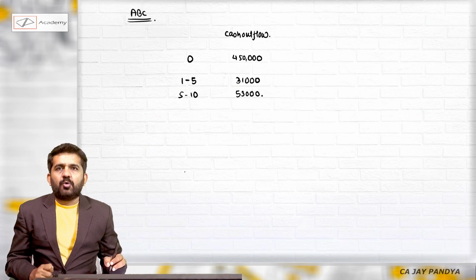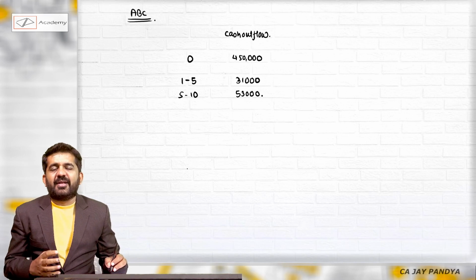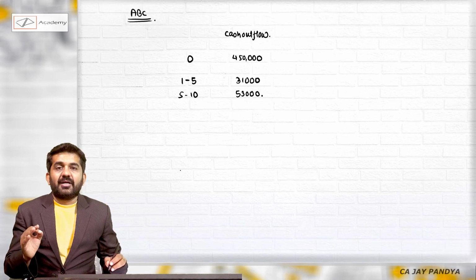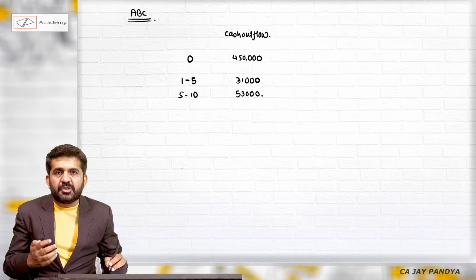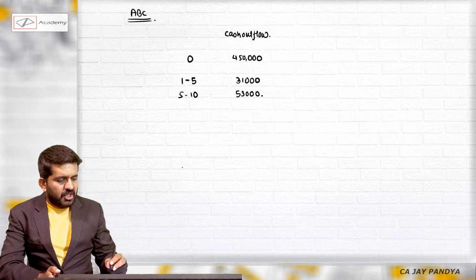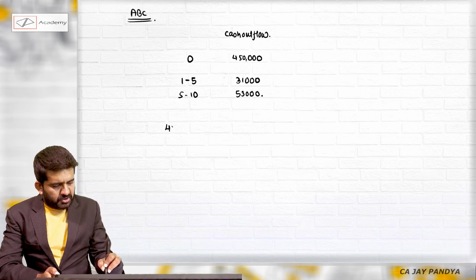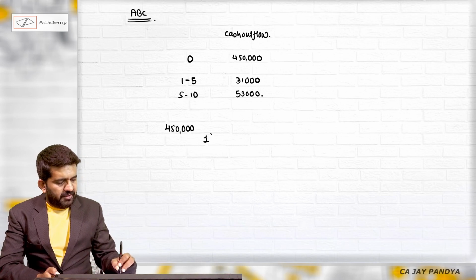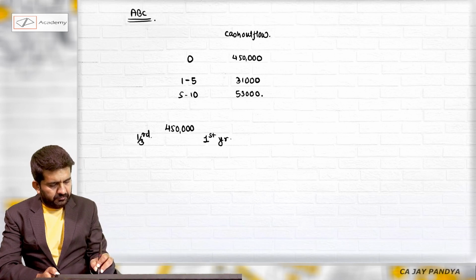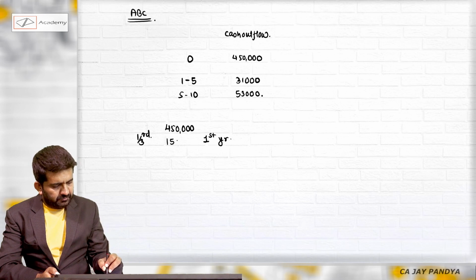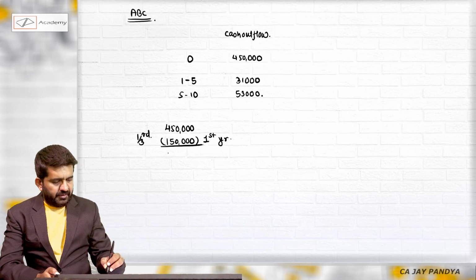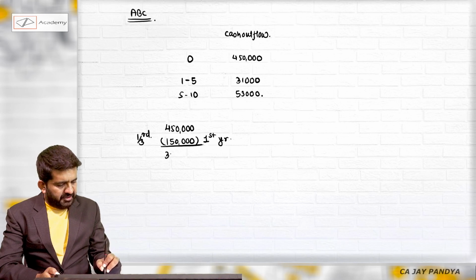Let us find out what will be the realizable value or sales value at the end of 10th year. Now this machine we are going to use only for 10 years, so we are going to find out the realizable value after 10 years. What is the cost of the machine? 4,50,000. 1/3 will be depreciated in the first year, that is 1,50,000. The written down value will be 3 lakhs.